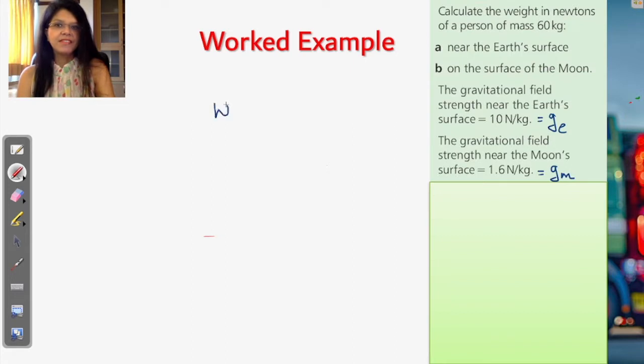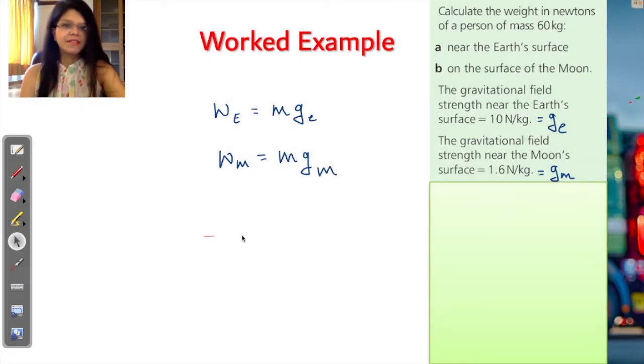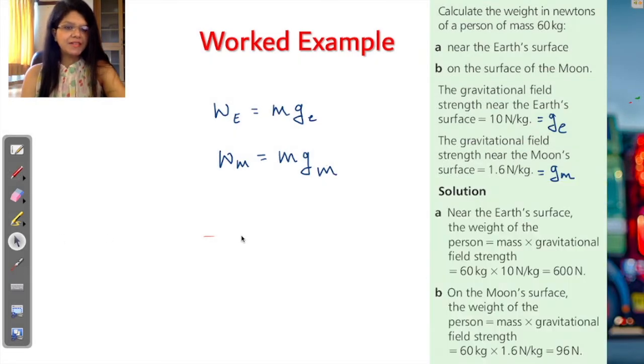So what is the weight on Earth? Mass multiplied by g on Earth. What is the weight on the moon? The same mass multiplied by the gravitational field strength on the moon. So let us look at the working. Tally your answers.